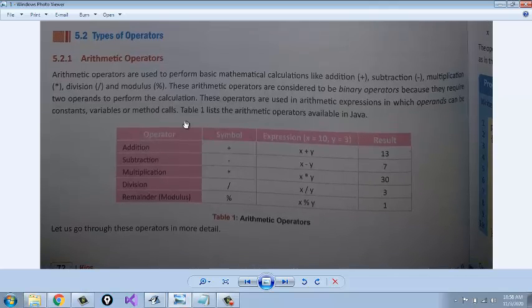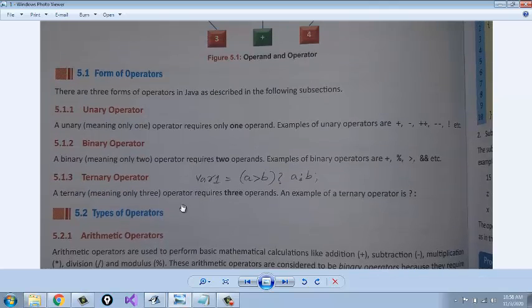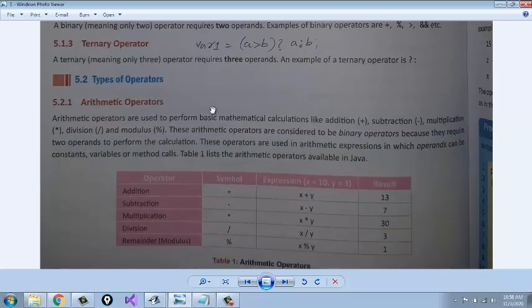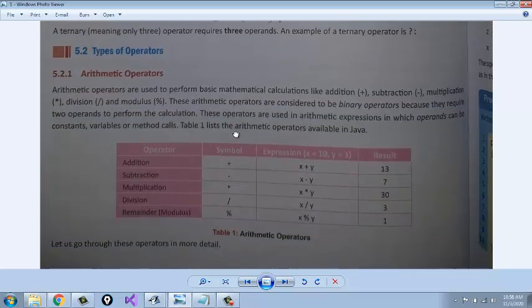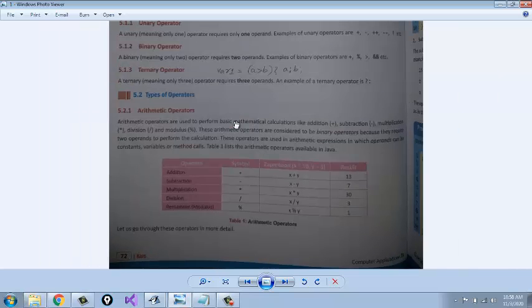Then we are going to learn the types of operators. We have learned the forms of operator. Next we are going to learn types of operators. We know there are different types of operators. Which are they? Arithmetic operators, logical operators, increment operators, then relational operator. So there are different types of operators.